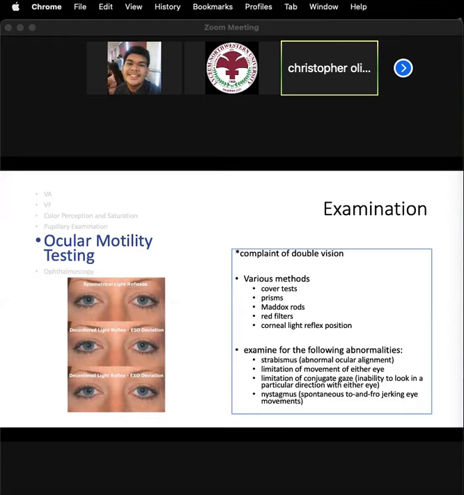So in this portion, you examine the following abnormalities: if there is strabismus or misalignment, if there is limitation of movement or limitation of conjugate gaze, or if there is nystagmus. So nystagmus is a condition where the eyes move rapidly and uncontrollably. It can be side to side, up and down, or in a circular manner. The movement can vary between slow and fast and usually happens in both eyes.